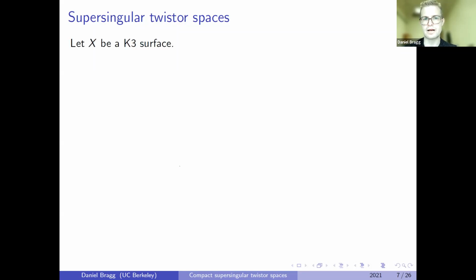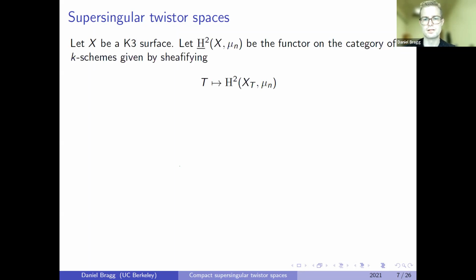Okay, so let X be a K3 surface, not necessarily supersingular for the moment. And I'm going to consider the following functor. I'm going to take H^2 of X with coefficients in μ_n, but now with an underline, meaning it's the sheafification of this functor. This looks a lot like, for instance, the Picard scheme, the Picard variety. There's just a 2 instead of a 1 in the superscript, and I'm looking at cohomology with coefficients in μ_n instead of G_m.